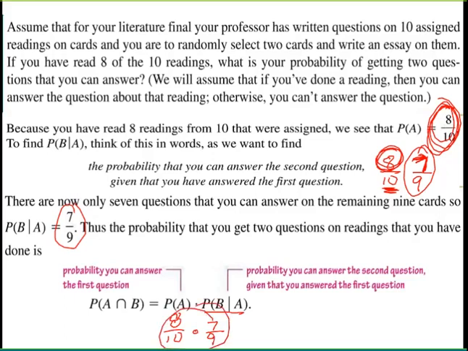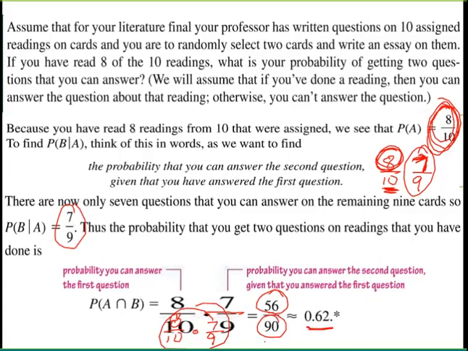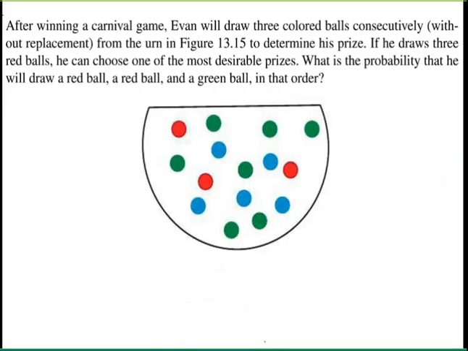And then if I multiply that together, that is my overall chance of winning on this test and answering the questions correctly. So if I multiply that out, I get 56 on top, 90 on bottom, which is about 0.62 or 62% chance, which isn't very good for a test, but 62% chance that I'll be able to answer both the questions on that test.